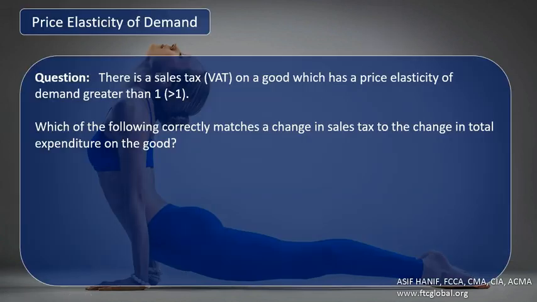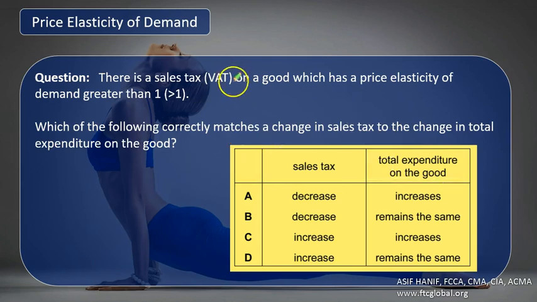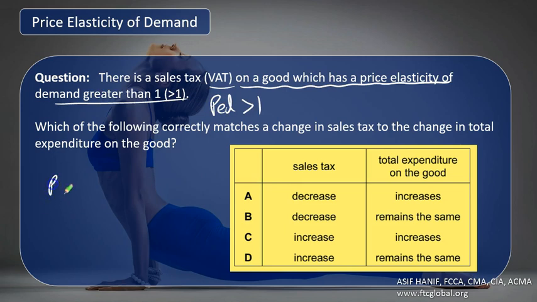Next. There is a sales tax, VAT, on a good which has a price elasticity of demand greater than 1. PED is greater than 1. What does it tell us? If the price goes up, the quantity demanded will fall, but to a greater extent. That is what it means to have an elastic demand curve. Which of the following correctly matches a change in sales tax to the change in total expenditure on the good?